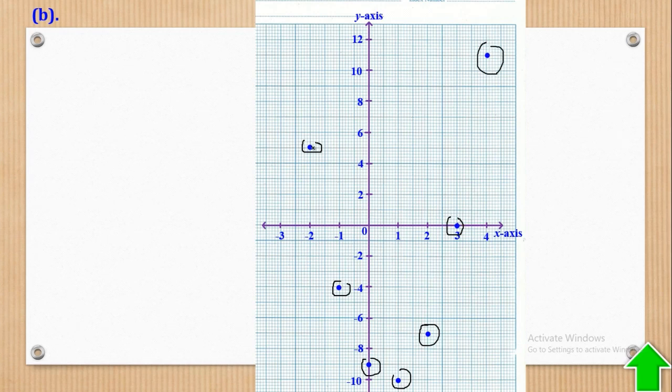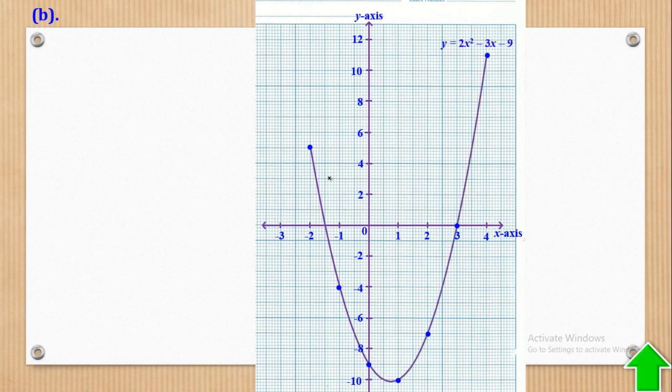Next is to draw a smooth curve through all these points. So let's draw that smooth curve. The curve must be as smooth as possible. So that is the curve. After drawing the curve, you have to label. So your curve must be smooth and it has to be labeled.